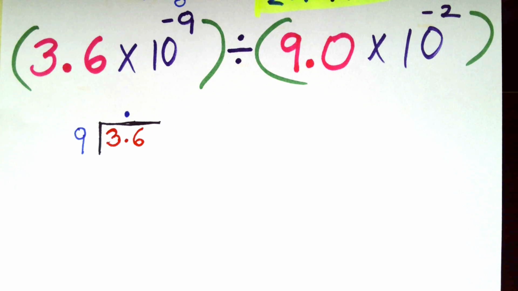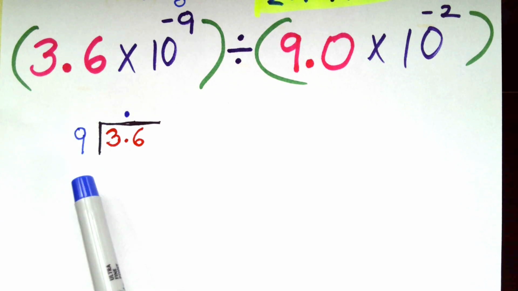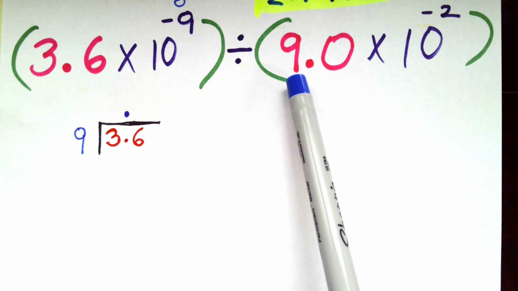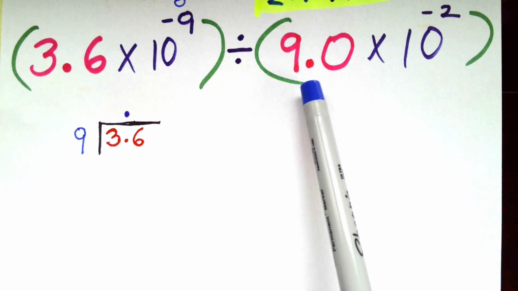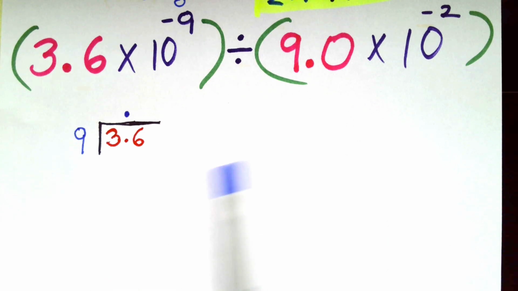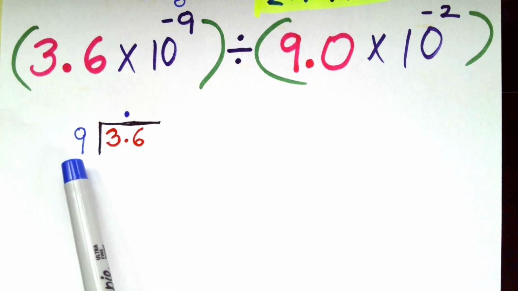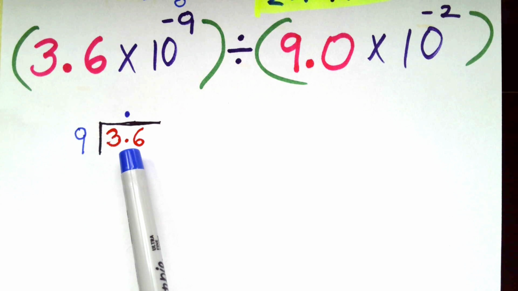All right, so the first step I do is I set up 3.6 divided by 9. 9.0 and 9 is exactly the same. You're just showing the invisible decimal, as you would see down here, and adding a bunch of zeros. So I'm just going to use the 9. And I raise that decimal directly above the divisor bar.